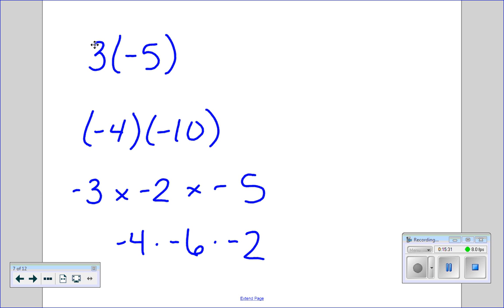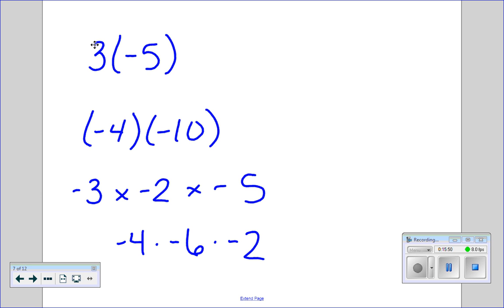All right, let's get started. So I'm looking at the top one. 3 times negative 5. What do you have for that answer, Dylan? Negative 15. I agree with him. Do you agree with him? Yep. A negative and a positive should be a negative 15. Good job. Let's go to the next one.